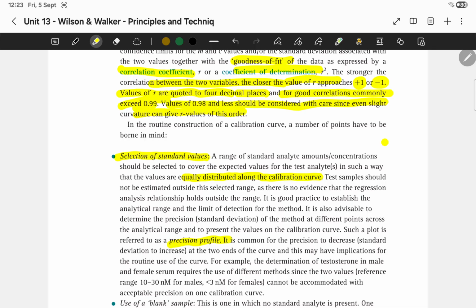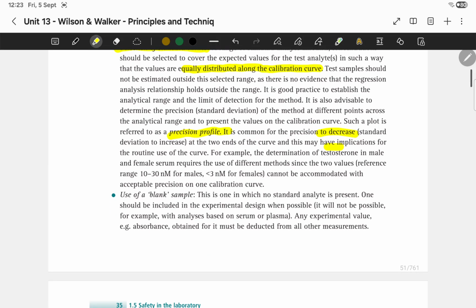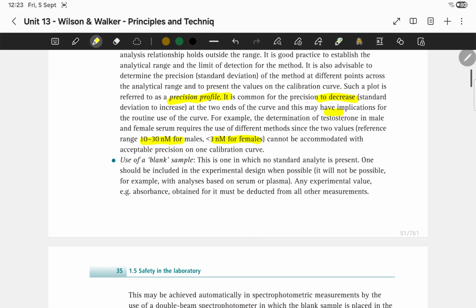It is common for the precision to decrease at the end of the range of the curve, and this may have implications for the use of the curve. For example, different methods may be required since the two ranges of values cannot be accommodated with adequate precision on one calibration curve.